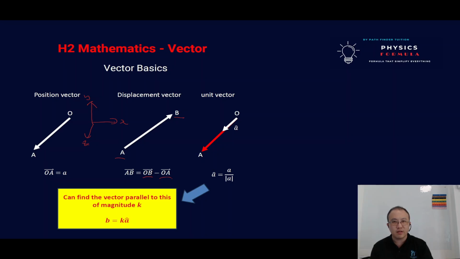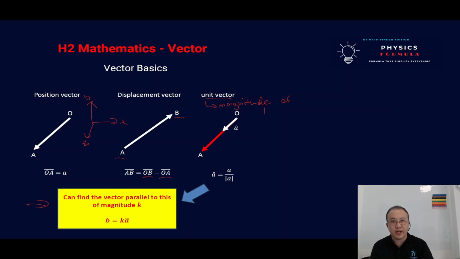And of course, last but not least, in JC, when we talk about vectors, it's common that we use the unit vector. The unit vector is obtained by taking the vector itself divided by its own magnitude. So a unit vector will always have a magnitude of 1. The usefulness is as per this yellow box here.